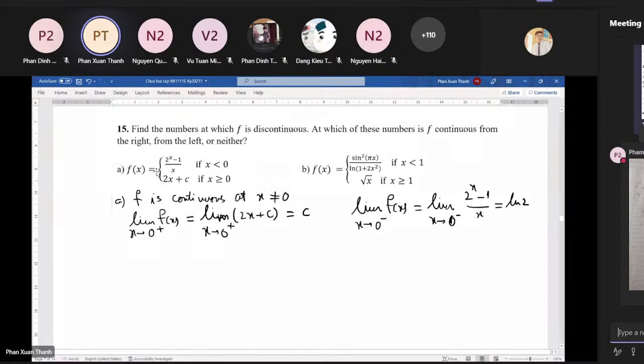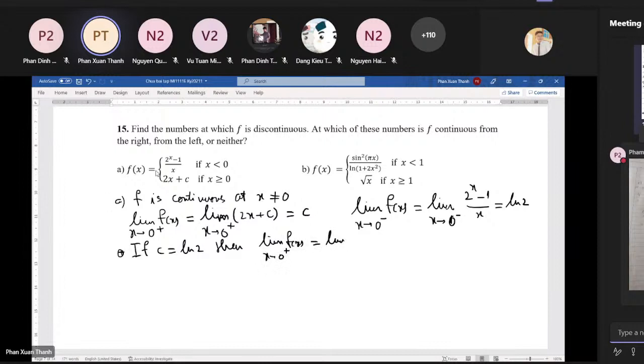So we have to consider two cases. If c equals the logarithm of 2, then the limit of f as x approaches 0 from the right equals the limit of f as x approaches 0 from the left, and the function f is continuous on R, on the whole real line.